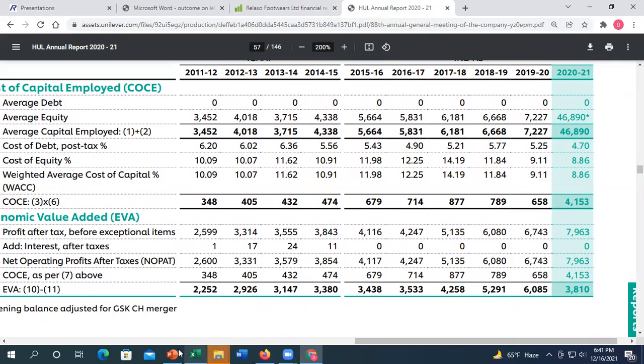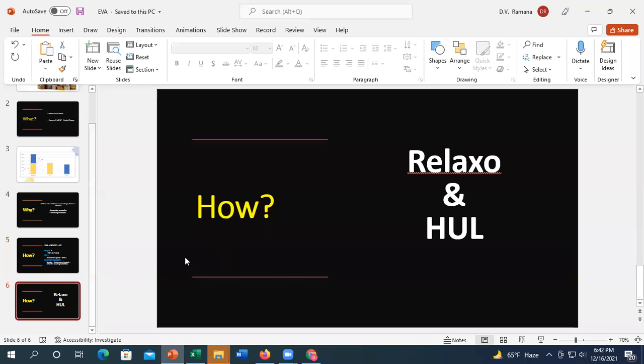So if we come back to our conversation here, both are listed companies, but HUL shows EVA regularly year after year, while most of the companies don't show it. So we took an example to show the economic value added of Relaxo, which we calculated, and we found that the company is showing positive growth of sales, positive growth of profits, and similarly positive growth of economic value added. And so is the case with HUL.